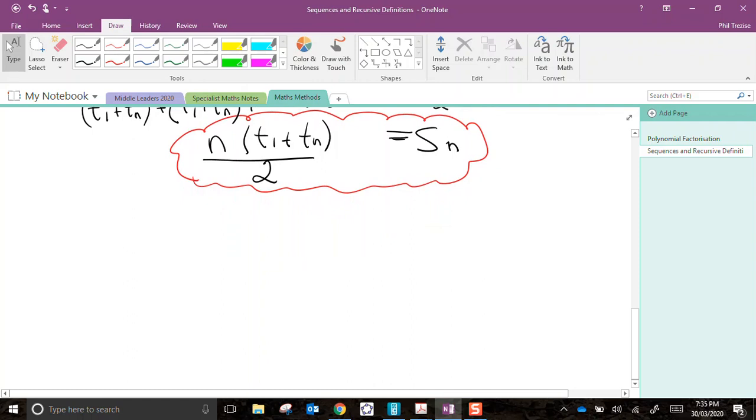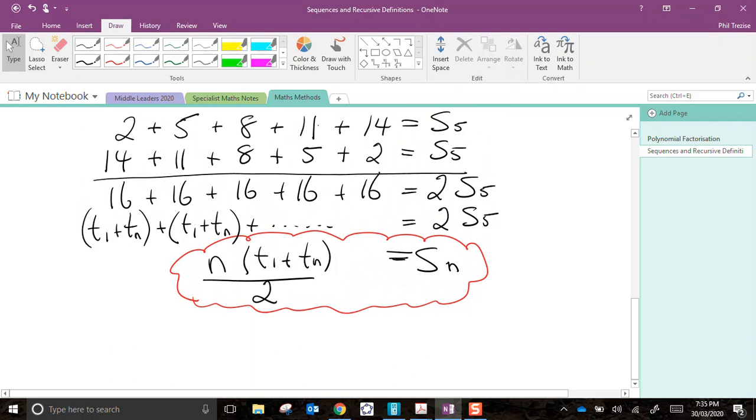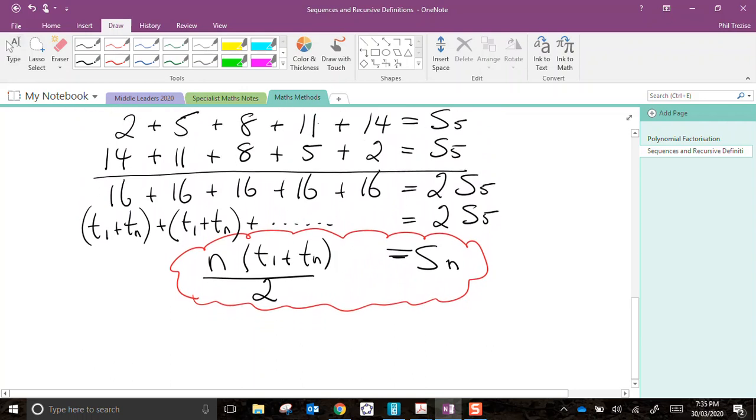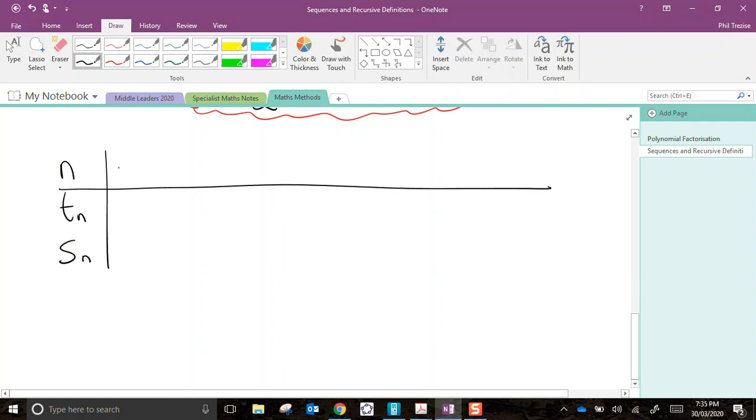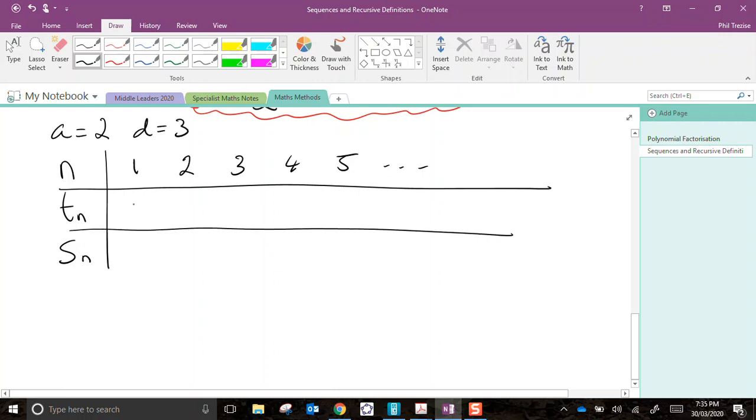So I'll give you an example. If we go with the one we had there, 2, 5, 8, and so on, I'll make a table with a value for n, the term, and now the sum. So these just go sequentially, 1, 2, 3, 4, 5, and so on. Remember we had the first term a equaled 2, we had a common difference of 3. So Tn, that's our sequence. So 2 and 3 are 5, 5 and 3 are 8, 11, 14, and so on.